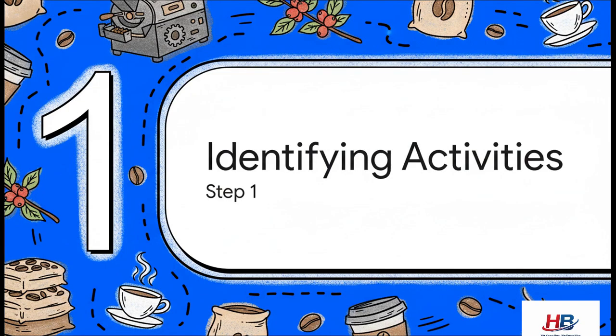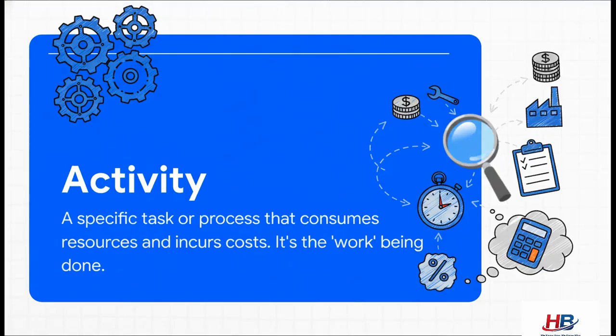So how do we actually do this? Well, it breaks down into a pretty simple three-step process. And the very first step is all about identifying the core activities. To make this super clear, we're going to walk through an example from start to finish, a small batch coffee roaster. So first things first, what do we even mean by an activity?